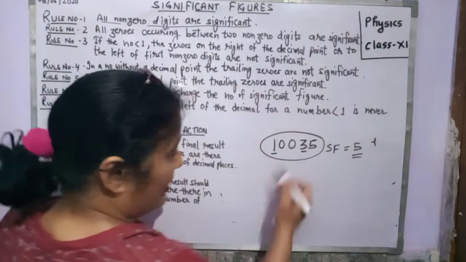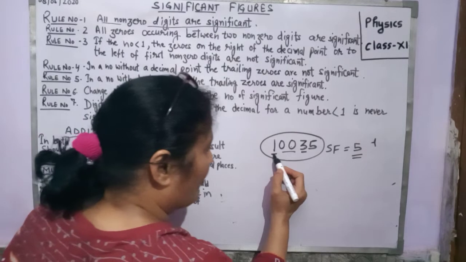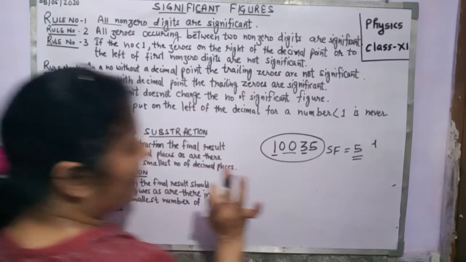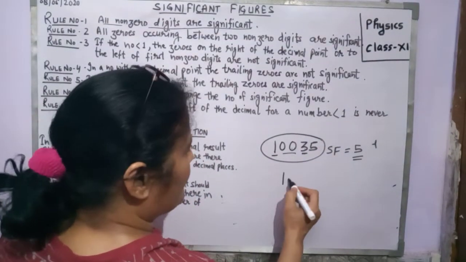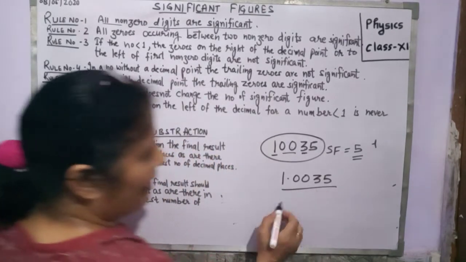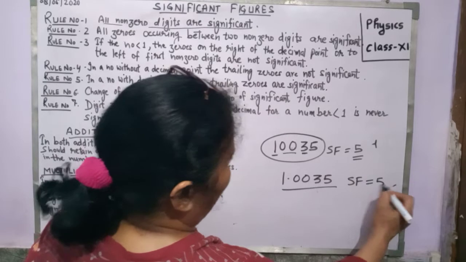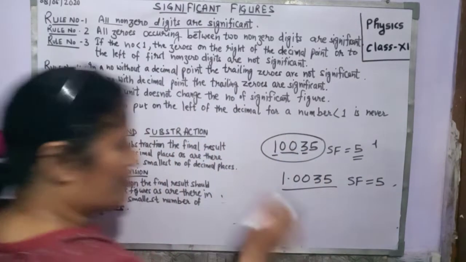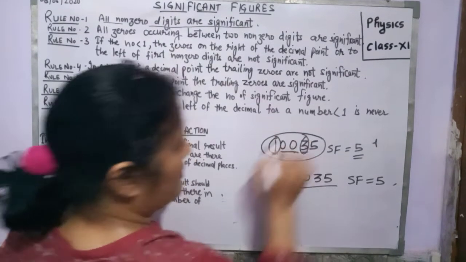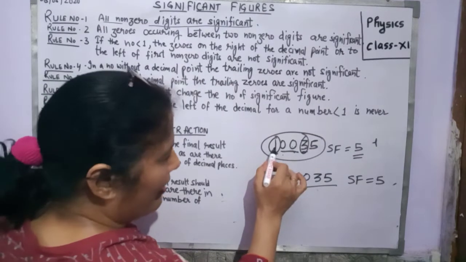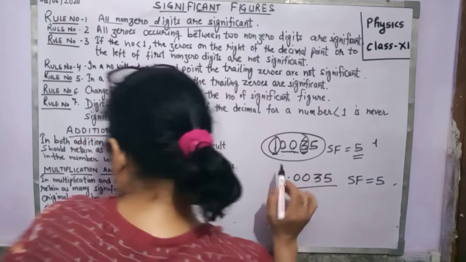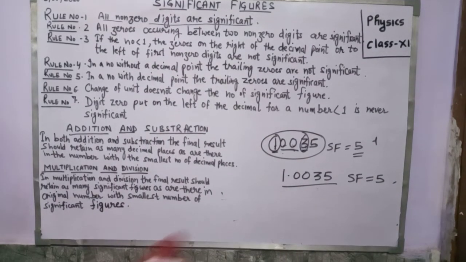But the condition is that these zeros should be between the two non-zero digits, not at the end of the digits. If we write 10035, it has how many significant figures? Significant figures equal 5. Any number of zeros may be there, but these zeros must be between two non-zero digits. Here the non-zero digits are 1 and 3, and these two zeros lie between them. This is your rule number 2.